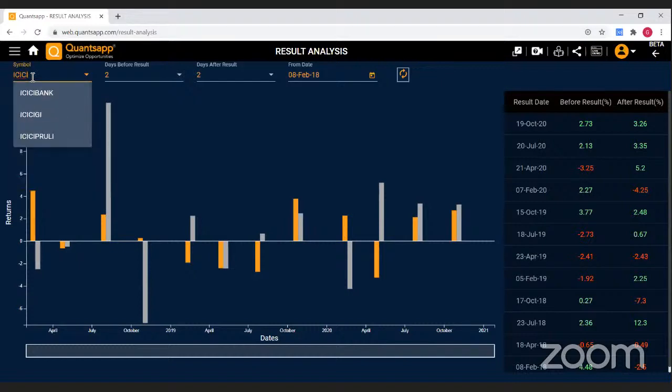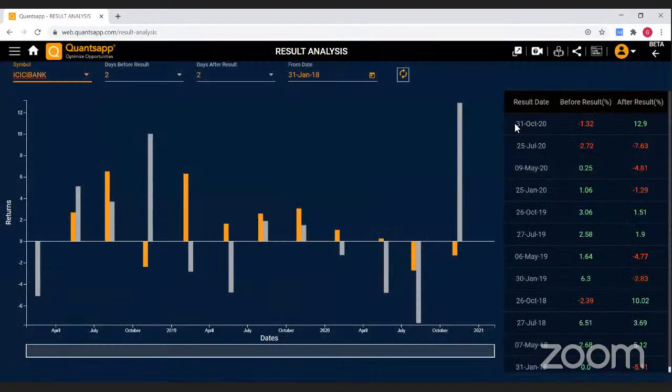This is just for example purposes. Say the last result of ICICI Bank came on 31st October, but I did not have any clue how the stock moved 2 days, 4 days, 5 days, 6 days before the result. How did the stock perform before the result day, and how did the stock move after the result? After the result, a lot depends on how the result has come, whether it's a good result or a bad result. But we are more keen on how the stock prices have moved.